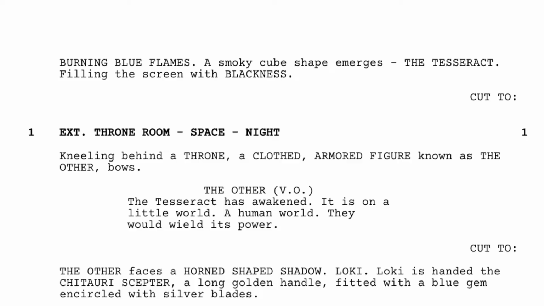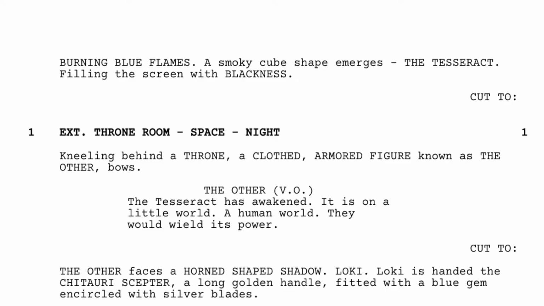And after that, always make sure to at least have an action between the scene heading and the character. So don't put the scene heading and then after that start writing the character. For example, you just set the location and then you just put James and then you say what he said. Whatever it is, always have some type of action described. Kneeling behind a throne. Of course, emphasizing on the throne, a clothed, armored figure known as the Other.